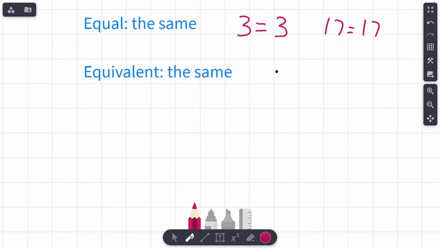So if you had a $20 bill and somebody else had $20, well, you have the same amount of money. You both have 20 bucks. If you had 6 cookies and somebody else had 6 cookies, well, you've got the same. You've got an equivalent amount. Equal means that they're the same. Okay. That is something you already know. That shouldn't be anything that's fresh or anything that's new to you.